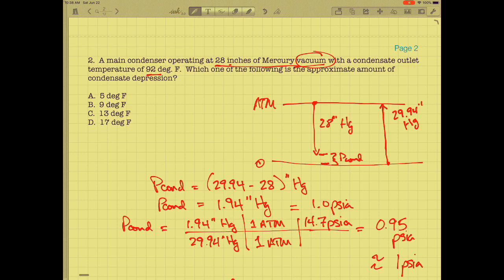Alright. Condenser operating at 28 inches of mercury. Yeah, I got it. The condensate outlet temperature 92 degrees. Which one of the following is the approximate amount of condensate depression? 5, 9, 13, or 17. Well, it's about 9.69. But I'm going to give Mr. NRC man a break here and just say, yeah, that's right. Effectively, that's correct. All right, thank you. That's all I have to say to you people.